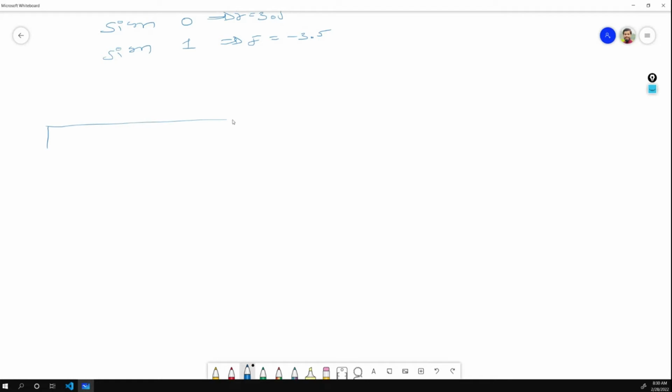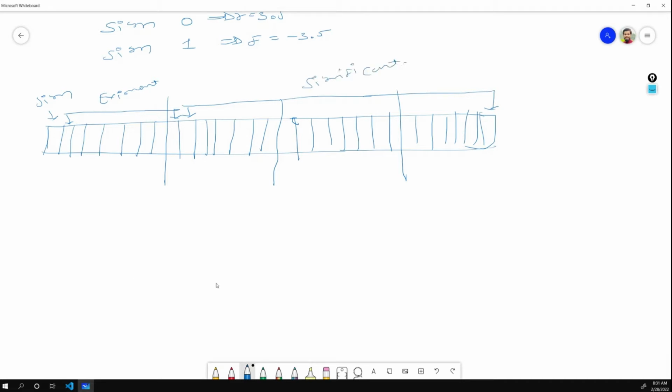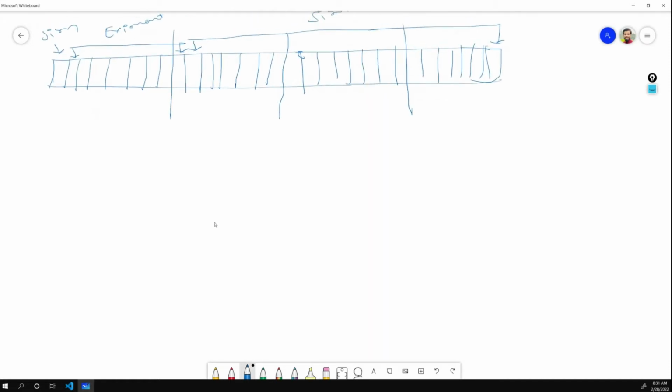So I will draw all the 32 bits. The first one is the sign bit. Next 8 bits, suppose I do the 4 bytes like this. These 8 bits are my exponent bits, and the rest of the 23 bits are my significand bits. So first write down the steps, then we will see with one example. So this is my sign, exponent and significand.